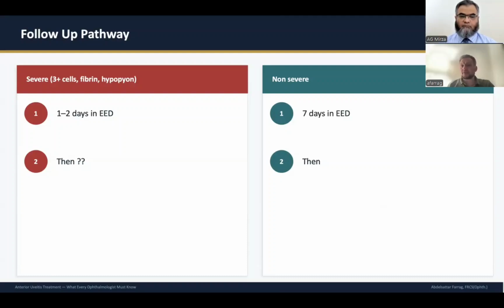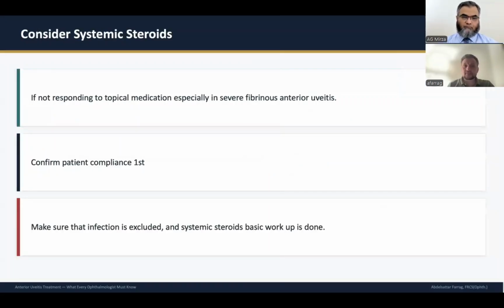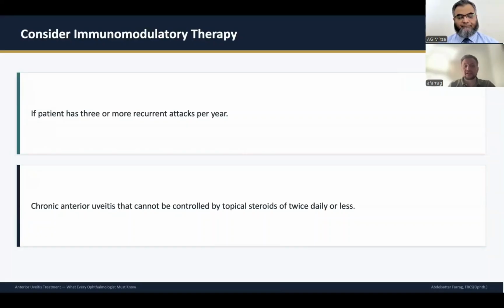Non-severe, you see in 1 week, because you want to make sure in the emergency clinic or follow-up clinic that it is improving, responding well, and following the standard pathway. Consider systemic steroid if not responding to topical medication, especially in severe fibrinous anterior uveitis. Confirm patient compliance first before escalating to oral steroid, because if the patient is using it only 3 times a day and you asked for 1 hourly, then you need to stress on compliance. Make sure infection is excluded before starting systemic steroid, and you must do the baseline steroid workup.